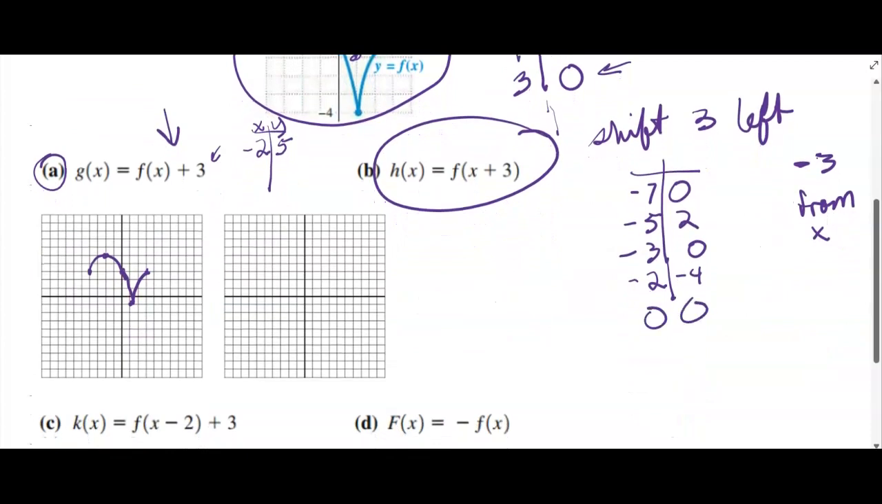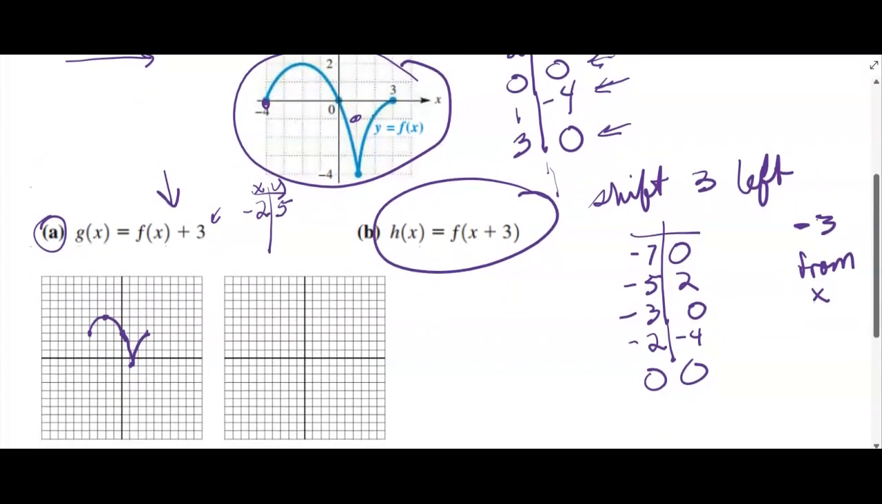Okay. Now when we graph this, it better look like that curve, but shifted 3 to the left. If it doesn't, then I did something wrong. So negative 7, 0, negative 5, 2. Well, that's a big point. Negative 3, 0, negative 2, negative 1, 2, 3, 4, and then 0, 0. So we are saying it's going like this and like that. And it should shift 3 to the left.